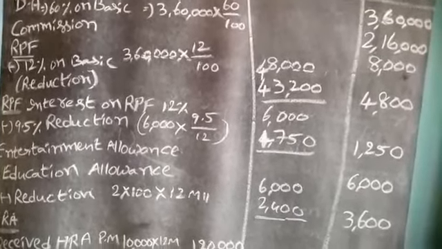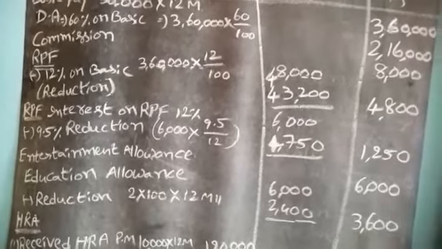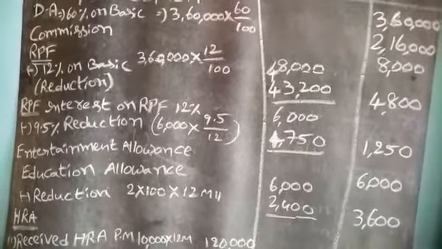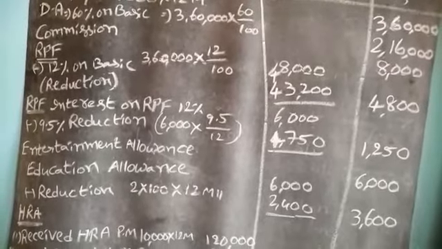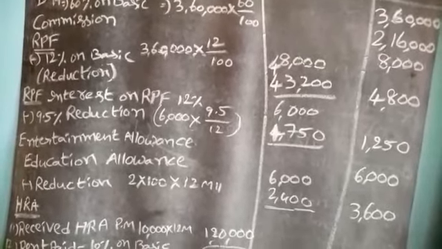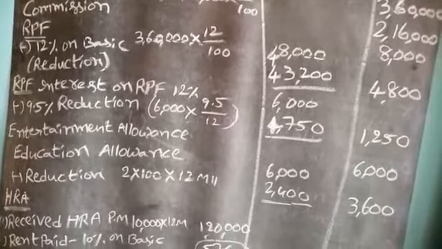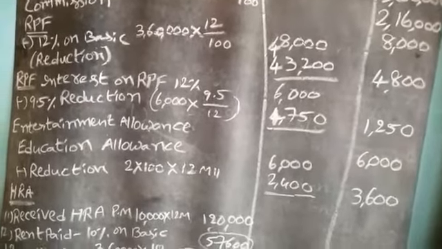So first they give the RPF 48,000, we put it in the inner column, and we give the reduction only 12% on the basic. So basic is 3,60,000 into 12 by 100. We got 43,200. We less the 48,000. We got 4,800 as the taxable.